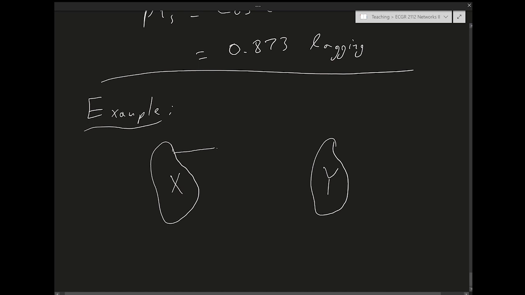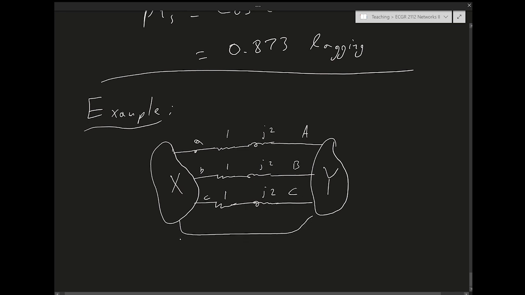So we have 1 ohm, J2, 1 ohm, J2, and then 1 ohm, J2. So those are nodes A, B, C. Those are nodes capital A, capital B, capital C, and then there's a neutral wire between them. So this is small n and capital N.